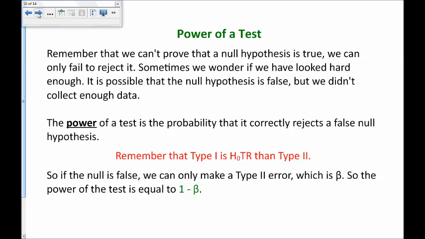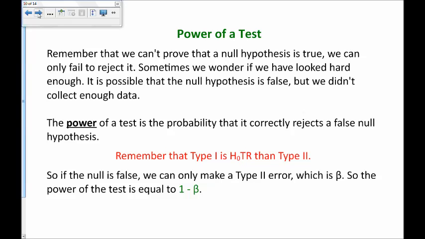Now, the next idea is kind of related to type 1 and type 2 errors. It is the idea of the power of a test. Now, remember that we can't prove a null hypothesis true. We can only fail to reject it. And if we're trying to reject it and we fail to reject it, we may kind of assume that, well, it must be true then.